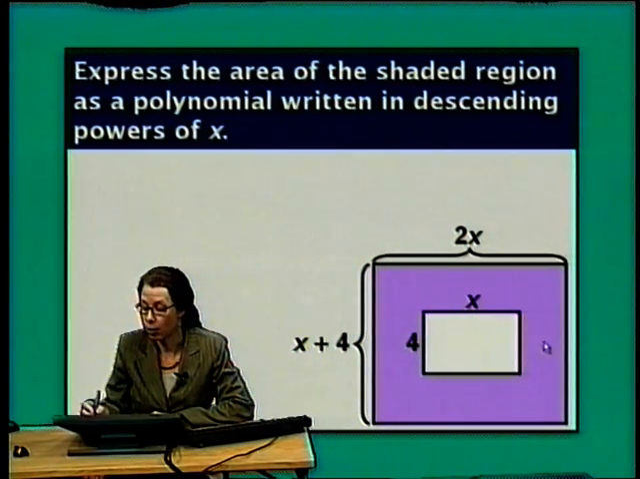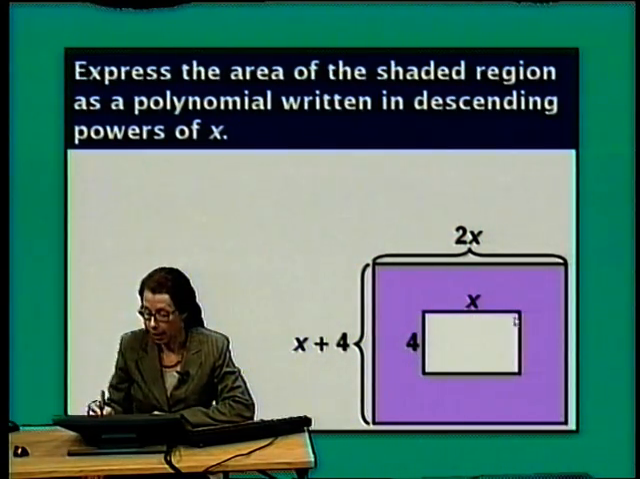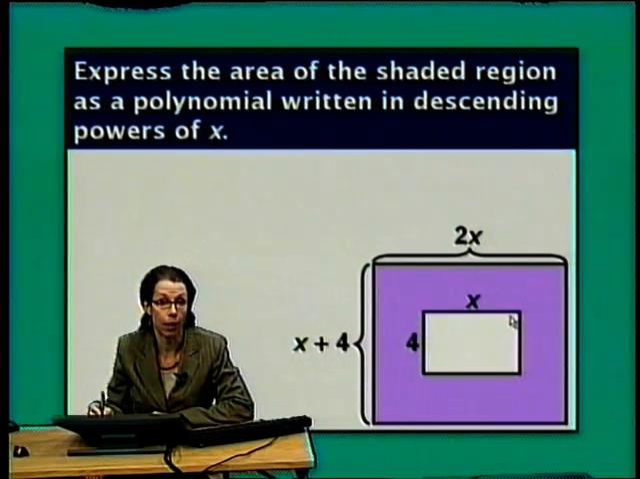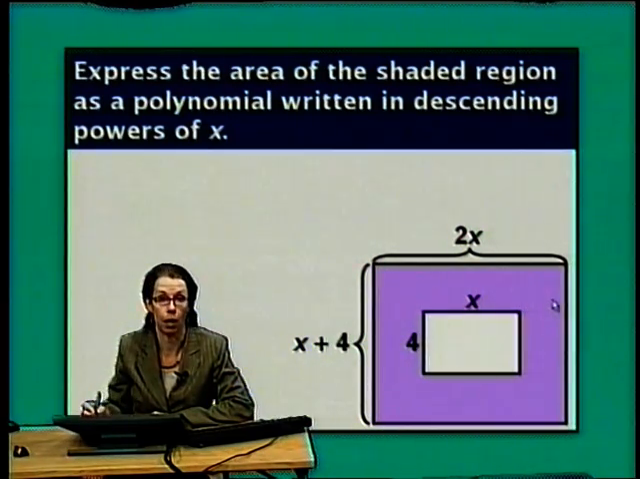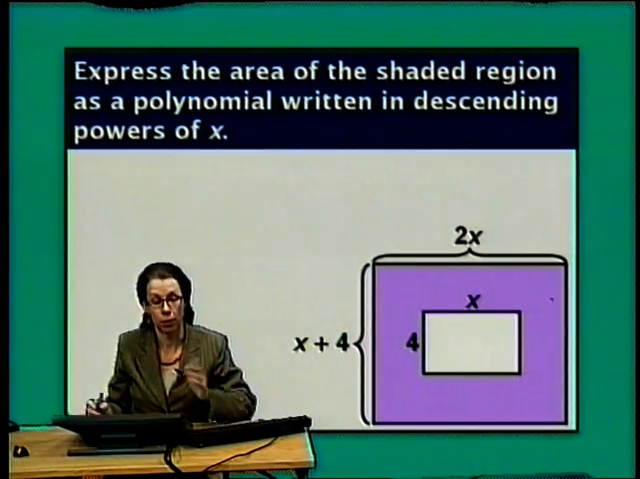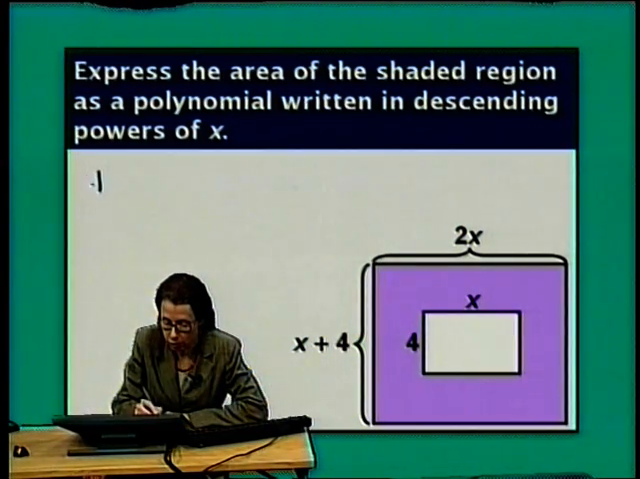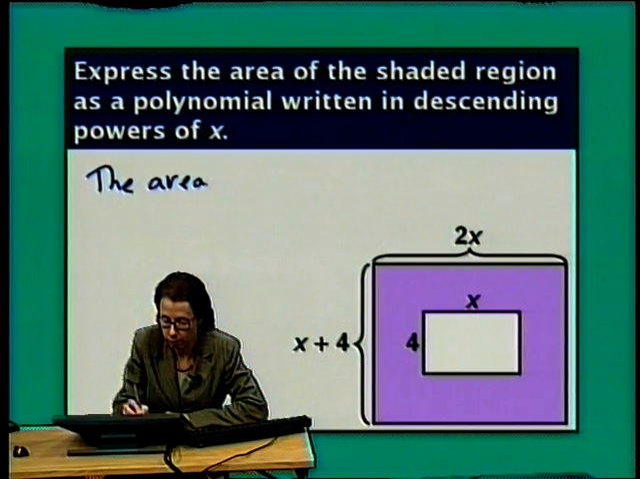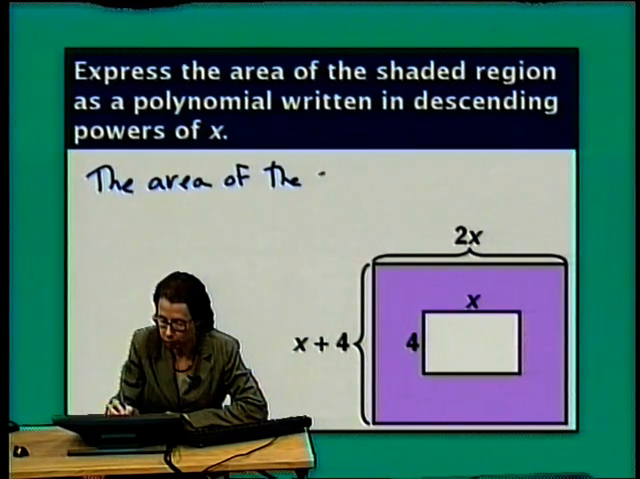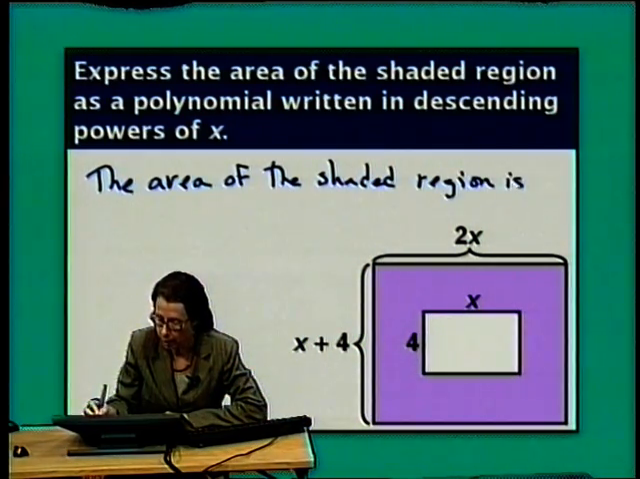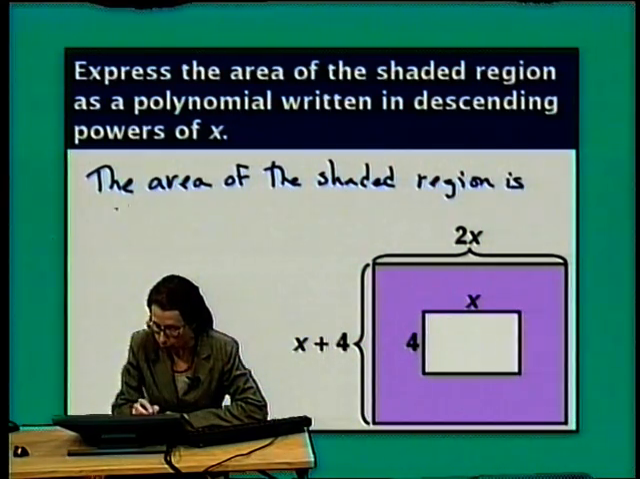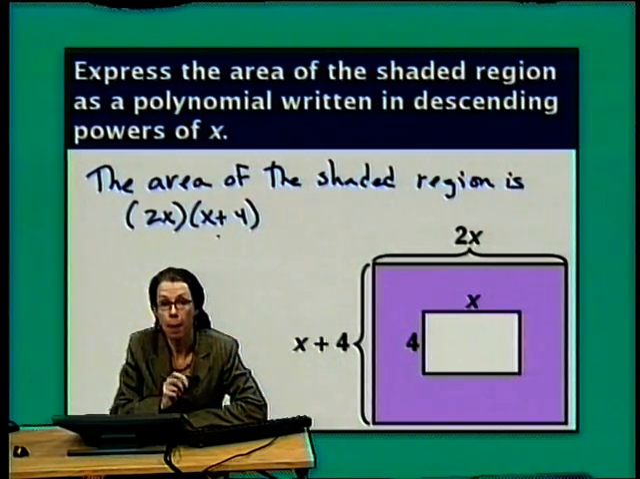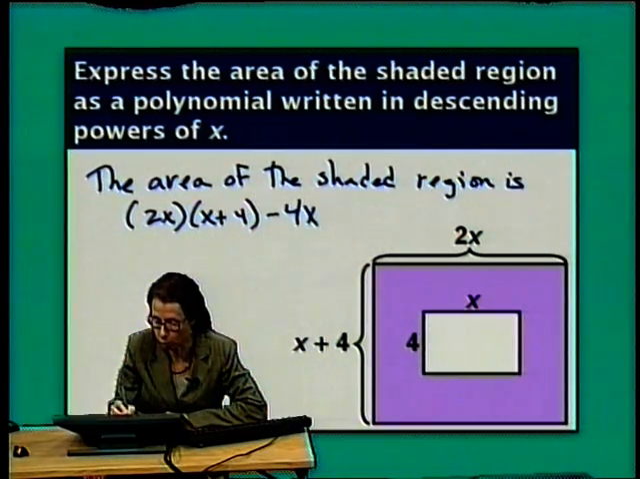So if I find the area of the outer rectangle and subtract the area of the inner rectangle, I will have the area of the shaded region. So let's do that. The area of the shaded region is the area of the outer rectangle, which is the length times the width, minus the area of the inner rectangle, which is minus 4x.